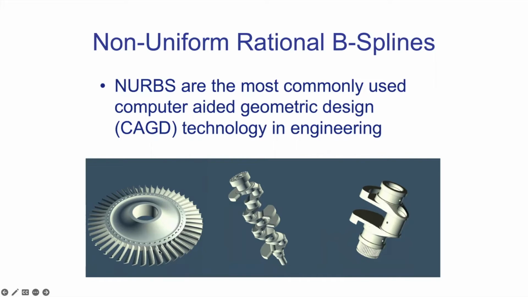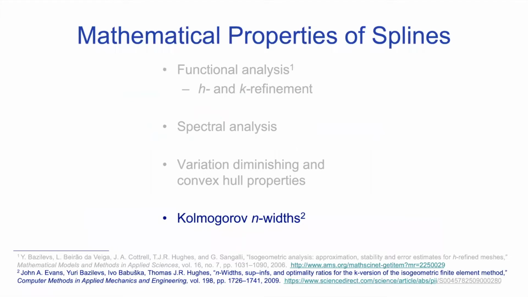So in addition to free form modeling, you have the precision for precise engineering designs. Well, what about the mathematical properties of splines? Well, in the talk in the spring, I talked about functional analysis properties, h and k refinement, spectral analysis, which is extremely revealing, and the variation diminishing and convex hull properties that are all satisfied by splines, but not by the usual bases of finite element analysis.